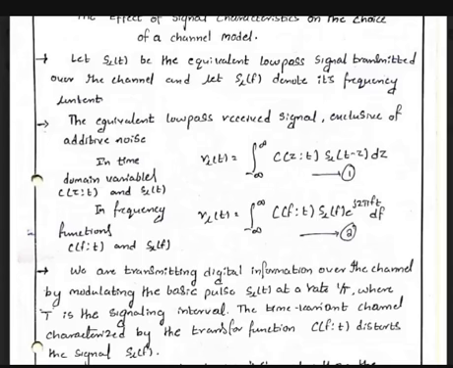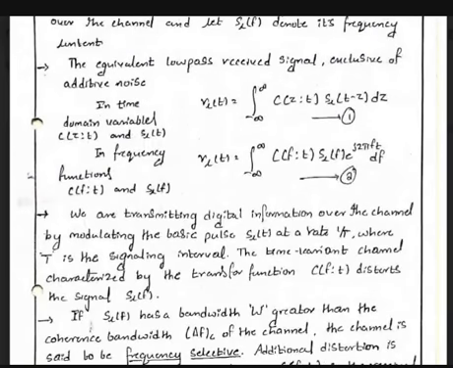Okay, this is the equation concerned with the received signal, that is, the low pass equivalent received signal, with the exclusion of the noise. There is no noise added here. So this is the time domain variables, equation number 1, and equation number 2 is the frequency domain.